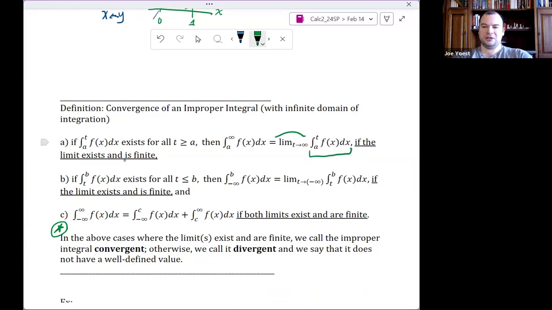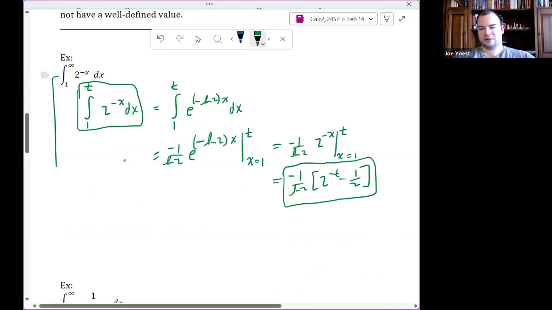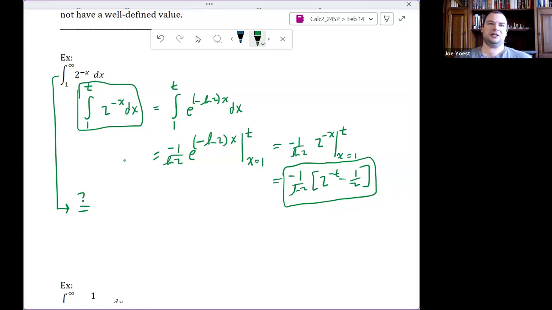Now I need to take the limit as t goes to infinity. So in a sense, as a prospective value for this integral, maybe I'll put an equal sign with a question mark here, because it is possible we try to do this limit and it doesn't converge. So then we wouldn't want to say the integral is equal to this, but provided this works out okay, this is going to be the limit as t goes to plus infinity, because we're at the top of the integral, of negative 1 over log 2 times 2 to the minus t minus 1/2.